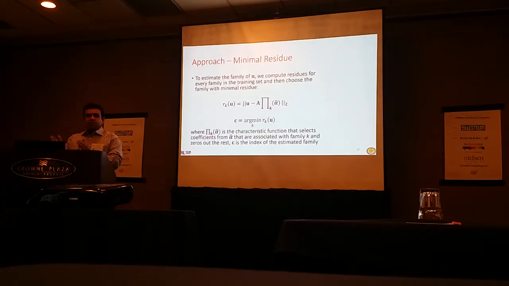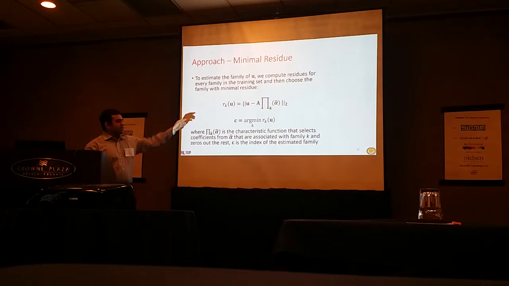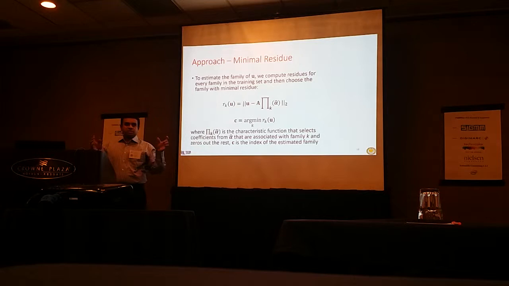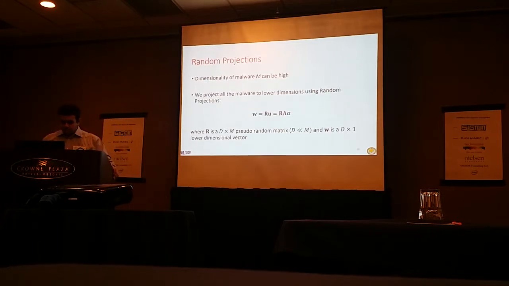And once we determine the sparse coefficients, how do we determine the family? In order to do that, we compute the residues for every family from the coefficient vector. That's done using the function delta_k, which selects coefficients only from a particular family. Once we compute the coefficient vector, we compute residues for all the families and then choose the minimum residue. Whichever family has the minimum residue is going to be the estimate of the family.